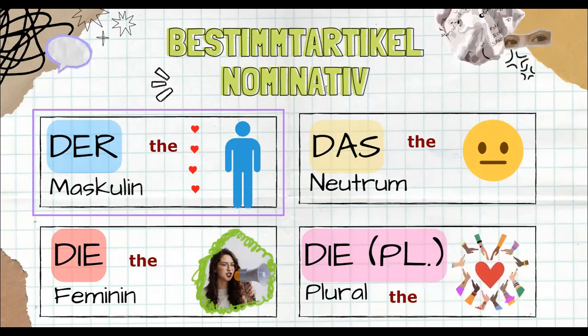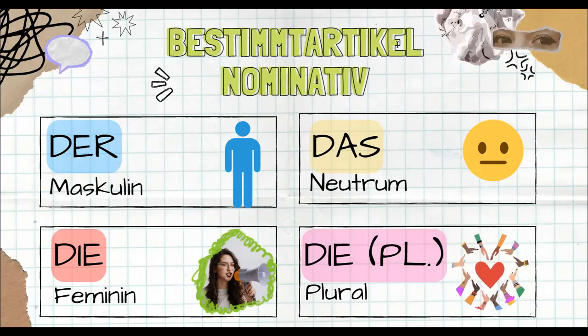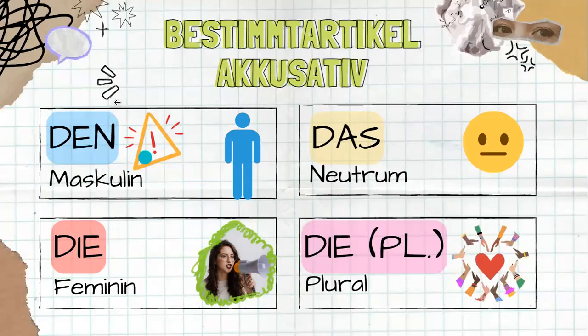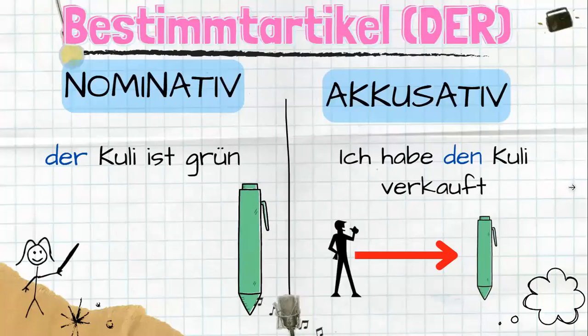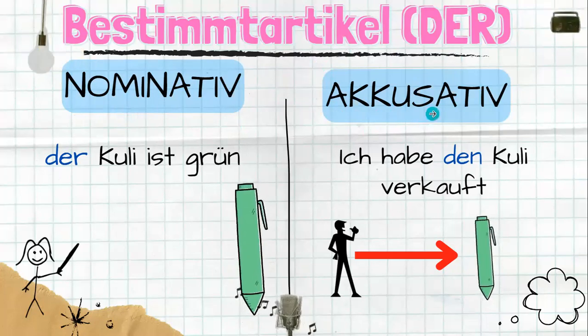What is going to be different? Who's going to have a change here? Masculine, der, nominative, accusative, den. Can you see? So the Endung is en. Okay. So let's see. Bestimmt Artikel, der. So, Nominativ und Akkusativ.